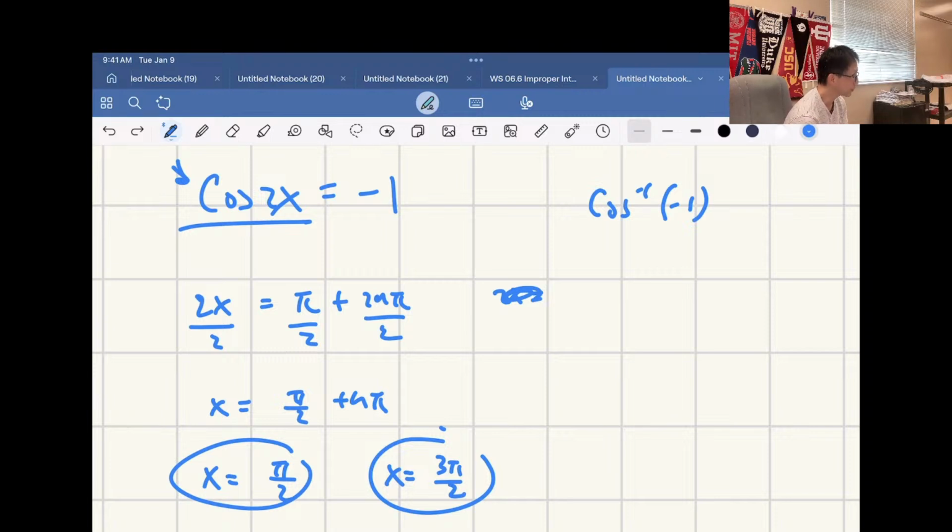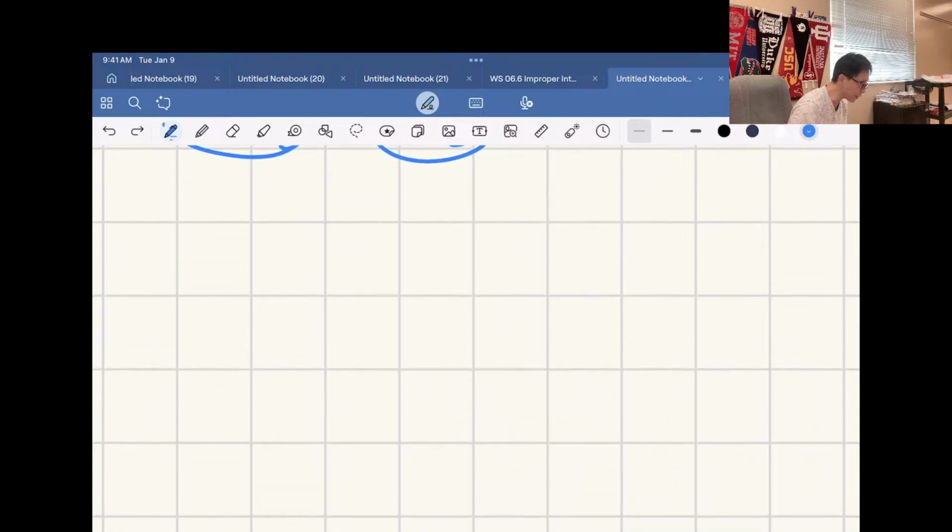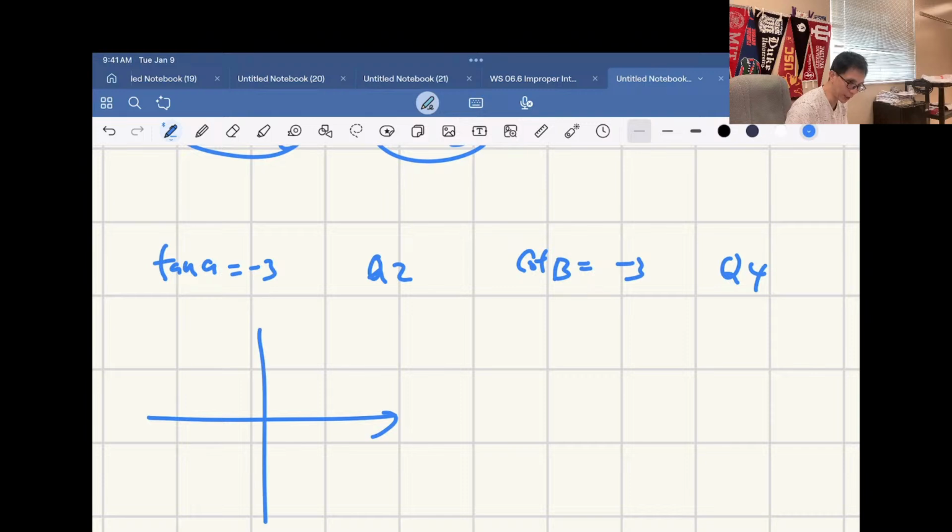Can you go over question 37? What do you want to know for 37? All the things. Okay, so that's fine. Tangent A. For the last one, you just stop before it goes to 2 pi. So tangent of A is equal to -3, and which quadrant is it in? Second quadrant, right? And cotangent of B is equal to -3, and which quadrant is this? Fourth quadrant, right?